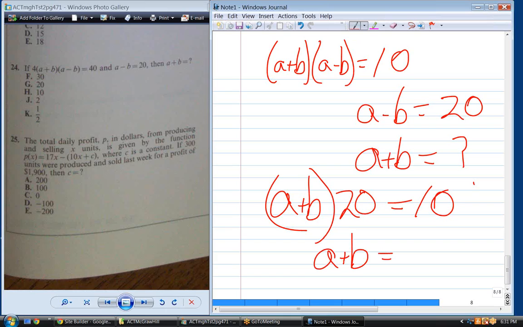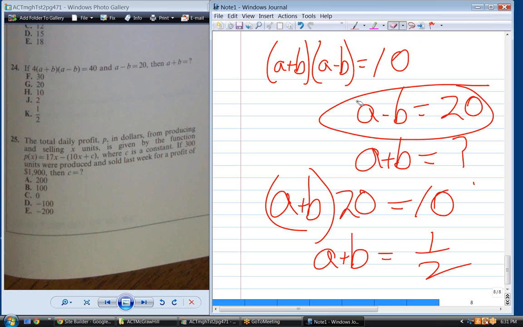Which answer? On 24? Uh-huh. K? Yeah. 1/2. After I divide by 20, the right side turns into 1/2. So I definitely needed this information. Oh, okay. In other words, I couldn't have solved it otherwise.